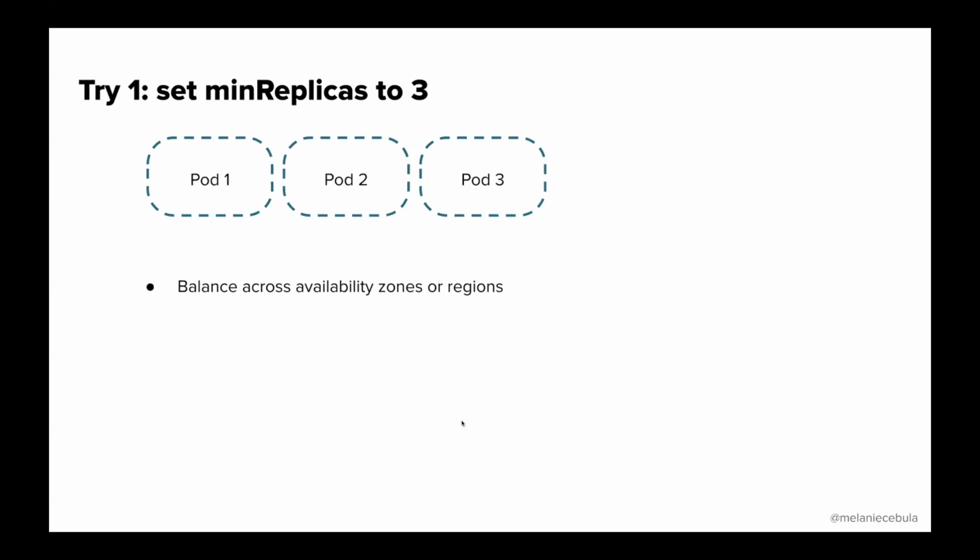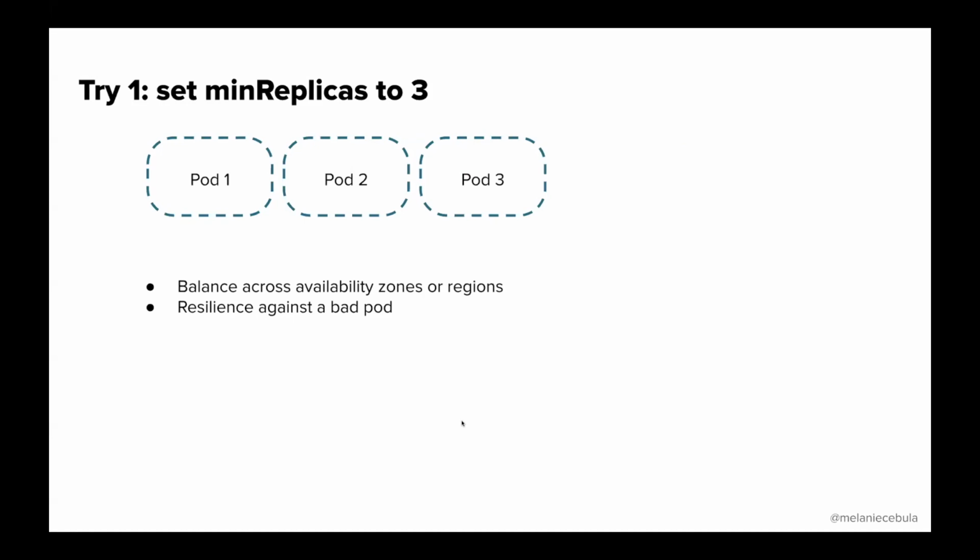So for example, if you want to have balance across different availability zones, if you want to be able to survive an availability zone going down, or even an entire region going down, or even just degradation in one of these zones or regions, you want your service balanced across those different zones or regions. So if you're in 3 regions, then maybe a minimum of 3 pods.